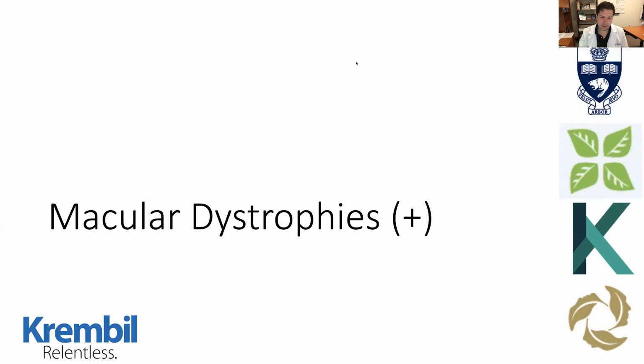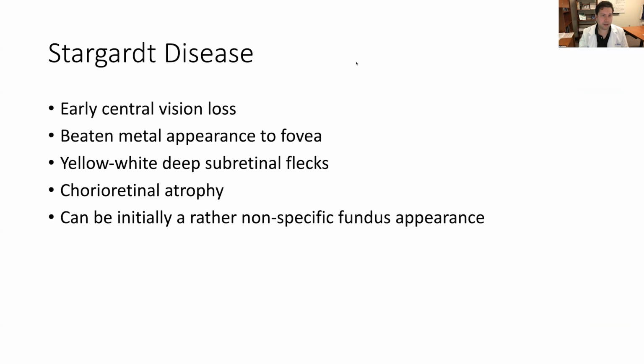Macular dystrophies are the final type I'd like to discuss, and then a few special cases. Stargardt disease is the prototypical macular dystrophy characterized by early central vision loss, usually in the juvenile age range, teenagers and young adults in their early 20s. The classic clinical description is a beaten metal or beaten bronze appearance to the fovea. That's not always true in patients with Stargardt disease.